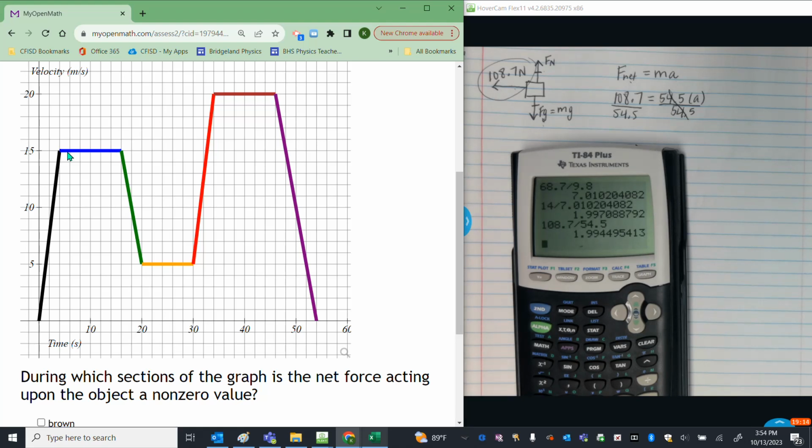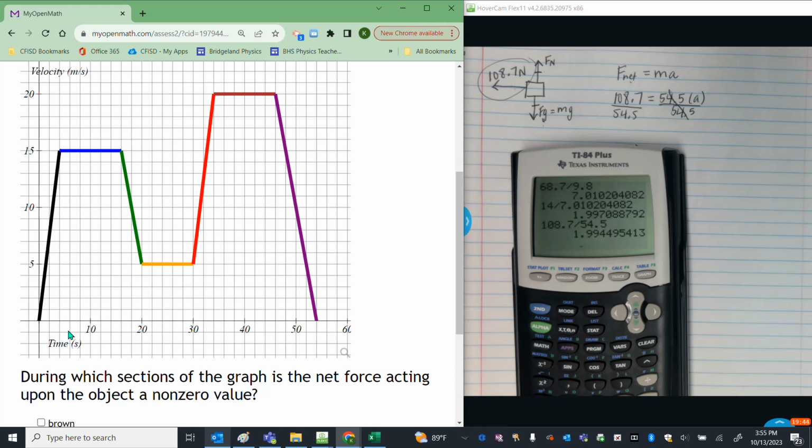That's why I'm looking for non-zero. Okay, and so I don't want to pick this one. Instead, I want to pick regions of my graph like this first black line segment where I have a slope. This is a non-zero slope, and thus it is a non-zero acceleration, which means it's a non-zero force. Okay, so again, if I'm looking for a net force, that means I'm looking for places where I have acceleration. On a VT graph, that means I'm looking for a slope that isn't 0.